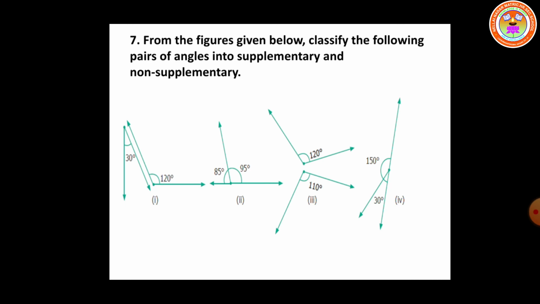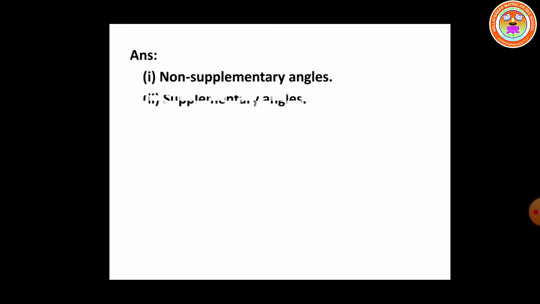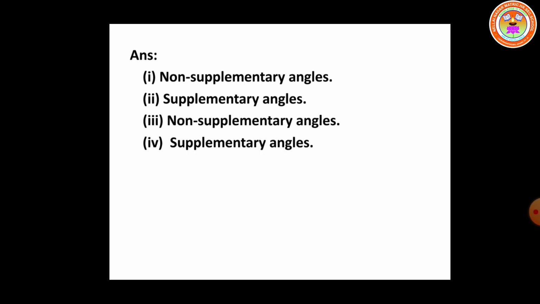See the third subdivision, 120 degree and 110 degree. When we add, we get 230 degree, not 180 degree. Therefore, non-supplementary angles. See the fourth subdivision, 150 degree and 30 degree. When we add these two, we get 180 degree. Therefore, these angles are supplementary angles. Let us see the answer. First one, non-supplementary angles. Second one, supplementary angles. Third one, non-supplementary angles. Fourth one, supplementary angles. Let us move to the next one.